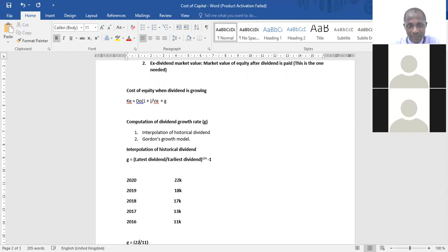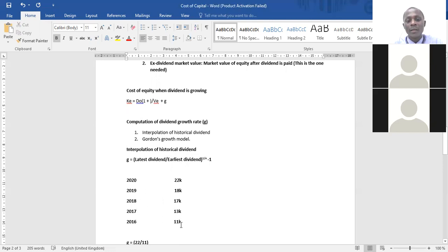Now look at it. This is where students make mistakes. If you come from year 2016 to 2020, you tell me that we have 5 years, right? But we don't have 5 years, okay? We are looking at the number of times that your dividend has grown. The number of times that your dividend has what?